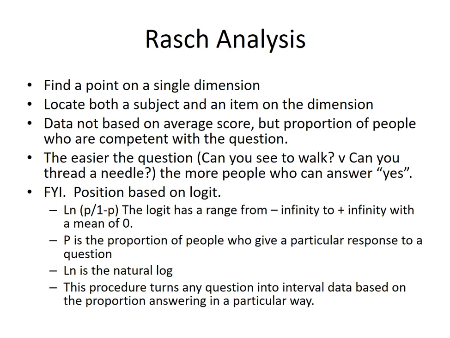And just for your information, not that we're going to go into it, but you actually look at what's called a logit, and that's the natural log of the proportion of people that can answer the question correctly divided by the proportion of people who can't. And the logit has a range from negative infinity to positive infinity with a mean of 0. This procedure turns any question, even though it's ordinal in nature, into interval data based on this logit. The logit is interval data.